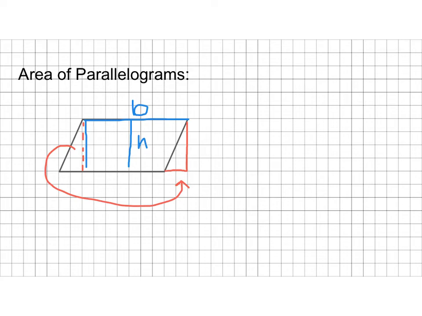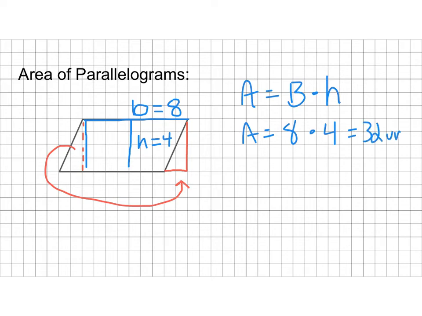So since our original parallelogram had a base of 8, and then that slant side was 5, but we don't want that. We want the length going up and down, which happens to be 4. So then the area of a parallelogram is the base times the height, which is different from that slant side length. And in this case, that would be 8 times 4, or 32 units squared.